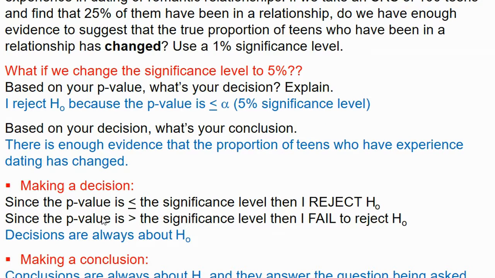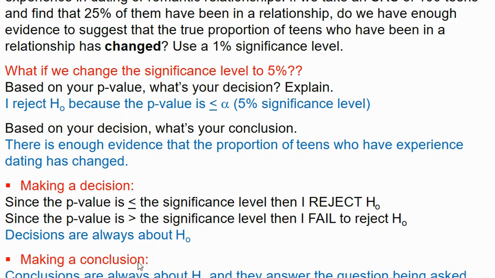Last thing about these decisions, you need to know that they're always about the null hypothesis. So you should always be rejecting the null or failing to reject the null. So your decision shouldn't be about the HA. They should not be about the alternative. They should always be about the null hypothesis.